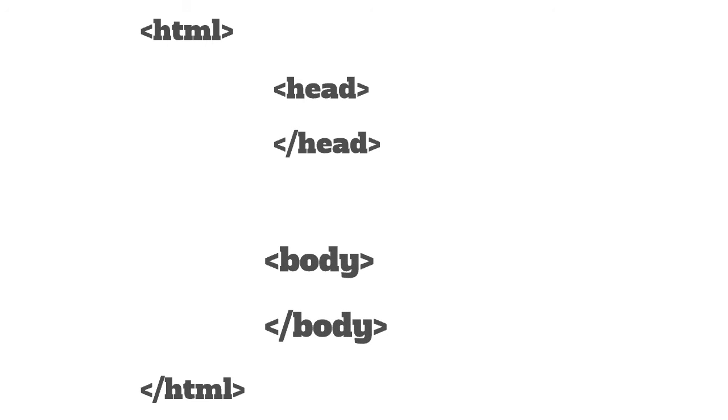In the body part, for which we use the container tag body, we put all those things which we actually want to get displayed in the web page. So be it your images, paragraphs, links, buttons, forms, all of this will be present within the body tag.